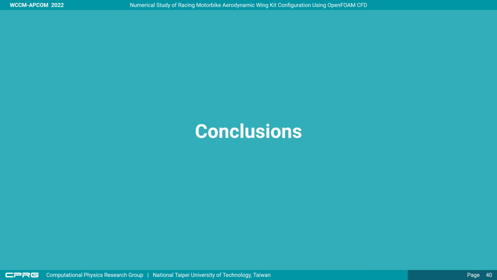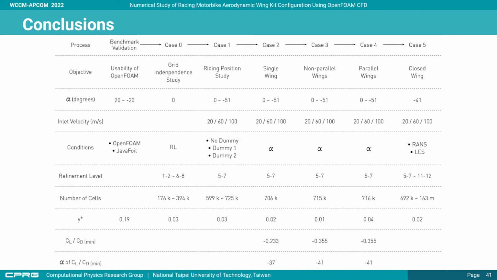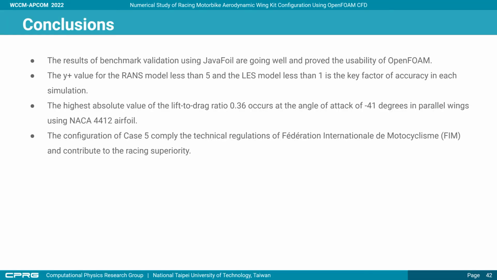Conclusions. The table shows the overall study and the results. The results of benchmark validation using Joukowski foil are going well and prove the usability of OpenFOAM. The y+ value for the RANS model less than 5 and the LES model less than 1 is the key factor of accuracy in each simulation.